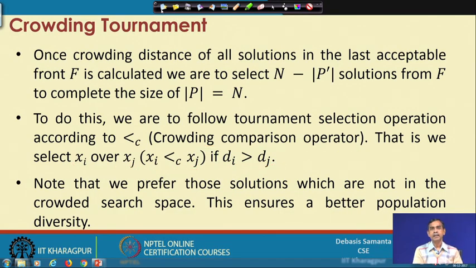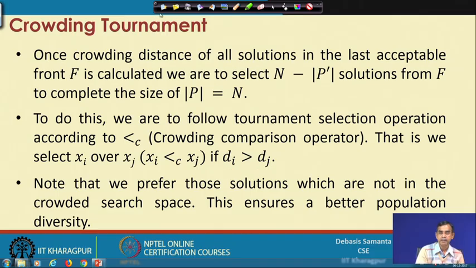So far as the crowding distance based tournament is concerned, we prefer those solutions which are not in the crowded search space. This ensures a better population diversity. So basically if di is greater than dj, that means the solution xi is not in a crowded region. This is to ensure the population diversity.